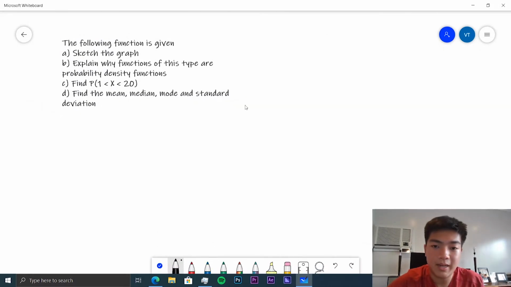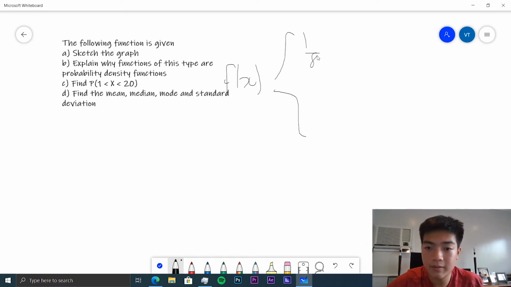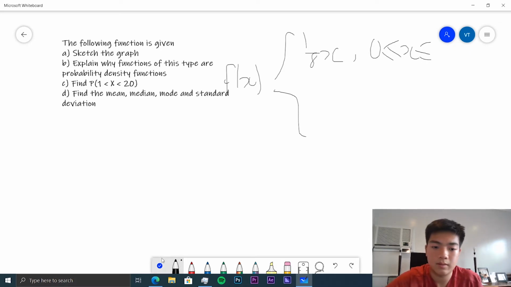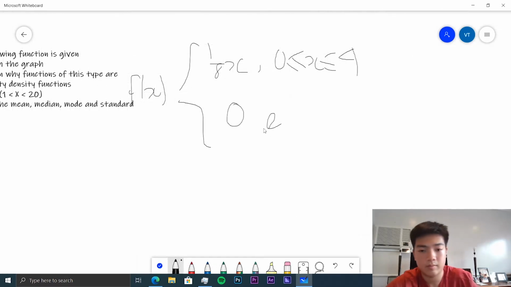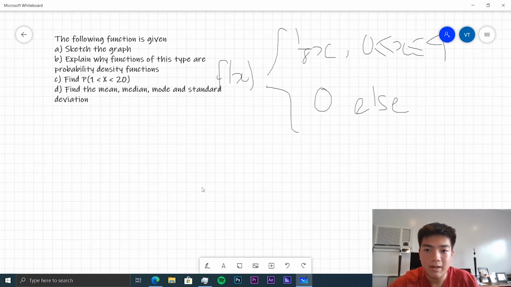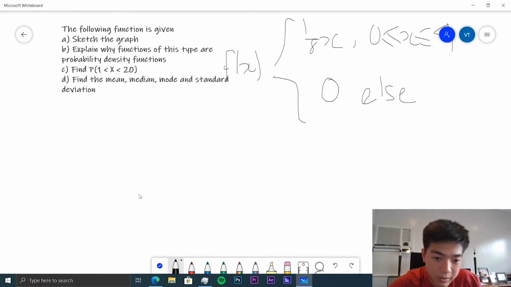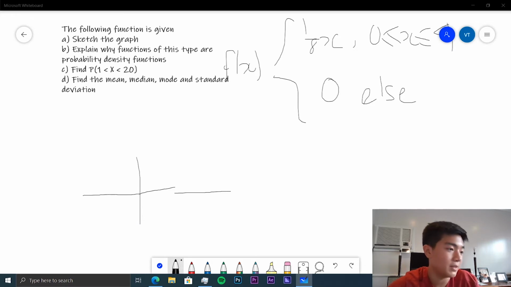So what we have is f of x is equal to 1/8 of x for the interval 0 is less than or equal to x is less than or equal to 4, and of course 0 elsewhere. So first, sketch the graph of this function between 0 and 4. 1/8 x looks like that, and then it will jump back to 0. That's pretty much it.